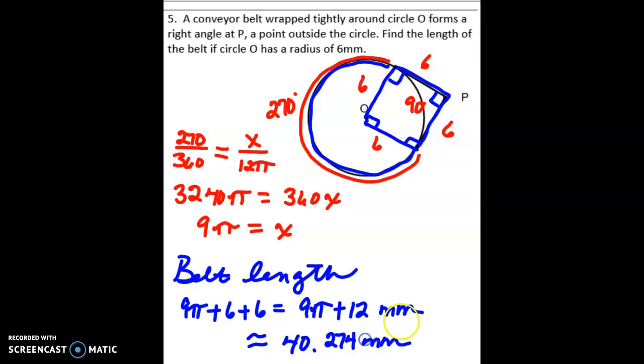So I like that problem. You had to know that tangents and radii make right angles. They told you this was a right angle, and then that made the fourth angle of the quadrilateral also right. So awesome problem.